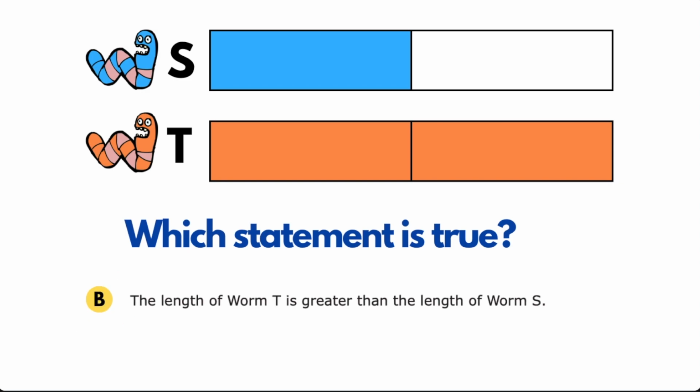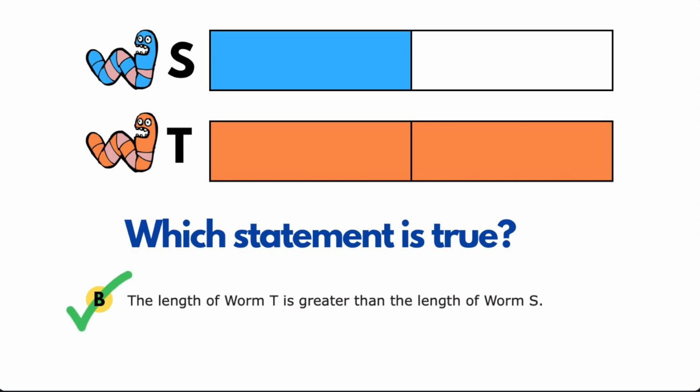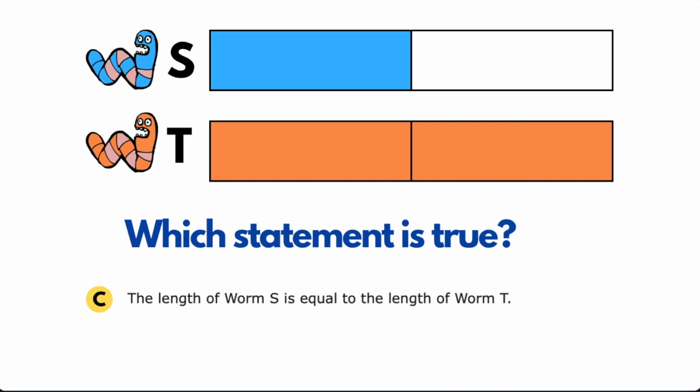The length of worm T is greater than the length of worm S. So we're looking at that one. Is the length of worm T greater than the length of worm S? Yes, it is. So we can actually say that one is correct, but let's go through our other choices as well. C, the length of worm S is equal to the length of worm T.